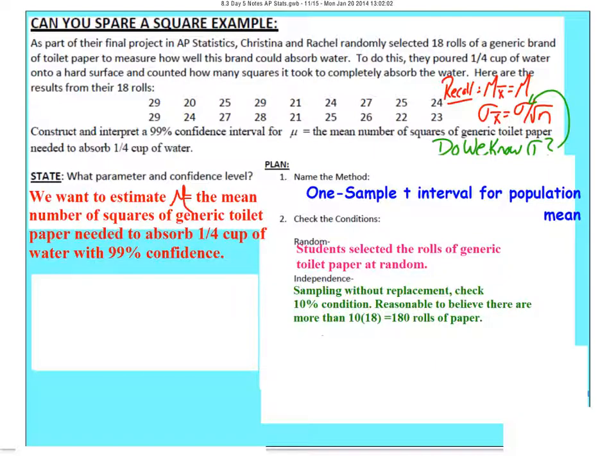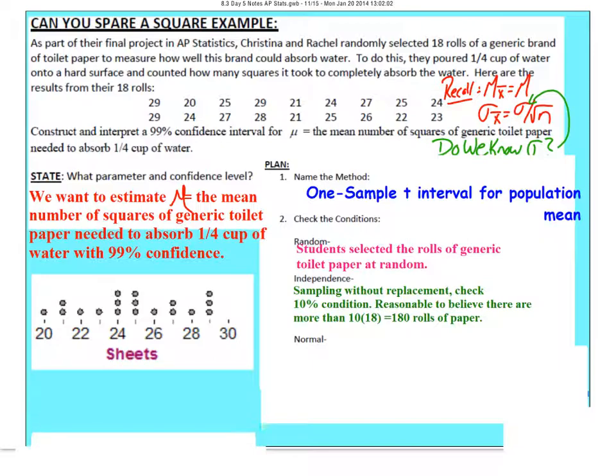Now, normality. Here we have to be careful for the normal condition. Our sample size here is 18, so we cannot use the central limit theorem. We also do not know if these rolls of toilet paper are coming from a normal distribution. So you are required in this case to actually graph out the distribution of these results. I chose to look at a dot plot. So this is a dot plot of the 18 observations from our experiment. Look at this and talk about the skewness and the outliers. And here's what I'm going to say.